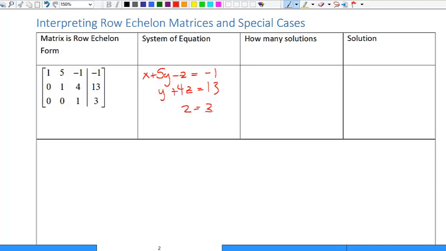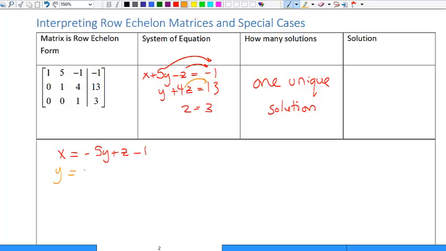Okay, so how many solutions are you going to get on this particular problem? Well, you're going to get one unique solution, meaning there's only one that works, and these are similar to what we've done in the past. So if I use the space down here to try to solve it, I'm going to move these two to the other side to get negative 5y plus z minus 1. On the next equation, I'm going to move the z over, so I get y is equal to negative 4z. It moves across the equal sign, so it changes sign. And then the last one, z equals 3.